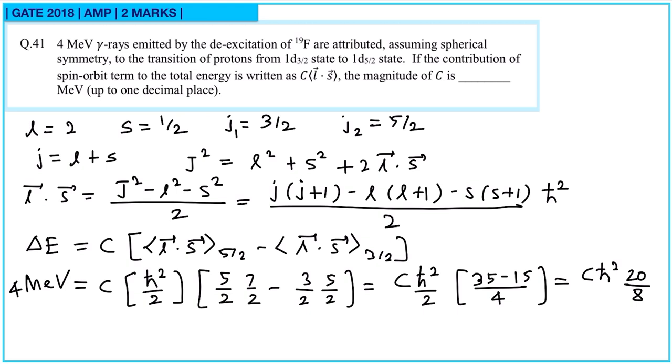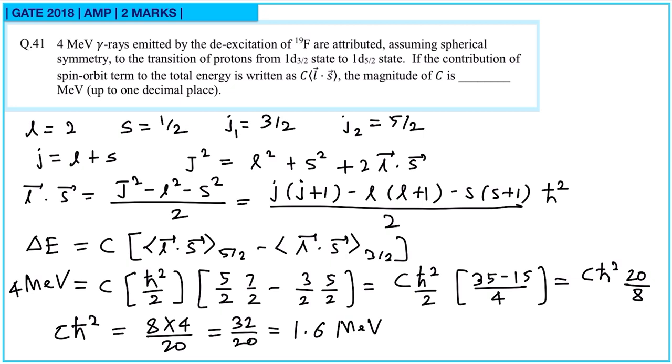So now we have this C into h cut square is equal to 8 into 4 by 20, which is equal to 32 by 20, which is equal to 1.6. So its value is 1.6, and here the 4 is in mega electron volt, so this will be in mega electron volt only. So answer is 1.6, and the answer given in the answer key is 1.6 to 1.6.